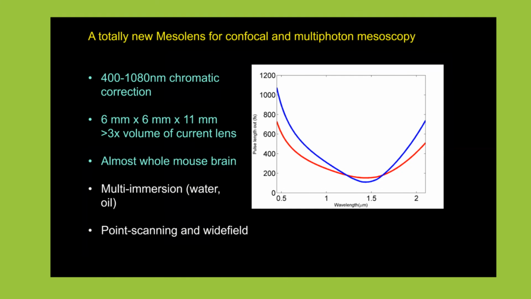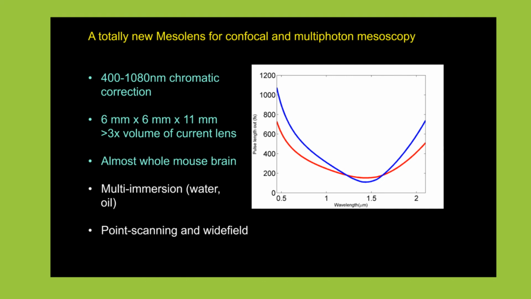that will cover the same area, 6mm by 6mm in XY, but we'll be able to image up to a thickness of 11mm. It will have the same resolution as the previous Mesolens. Rather than being chromatically corrected through the entire visible spectrum only, it will now be chromatically corrected up to the long wavelength end of the near IR, just short of 1100 nanometers. The reason is that we want to perform multi-photon imaging, so that would be second harmonic, 2-photon, and possibly also 3-photon mesoscale imaging.